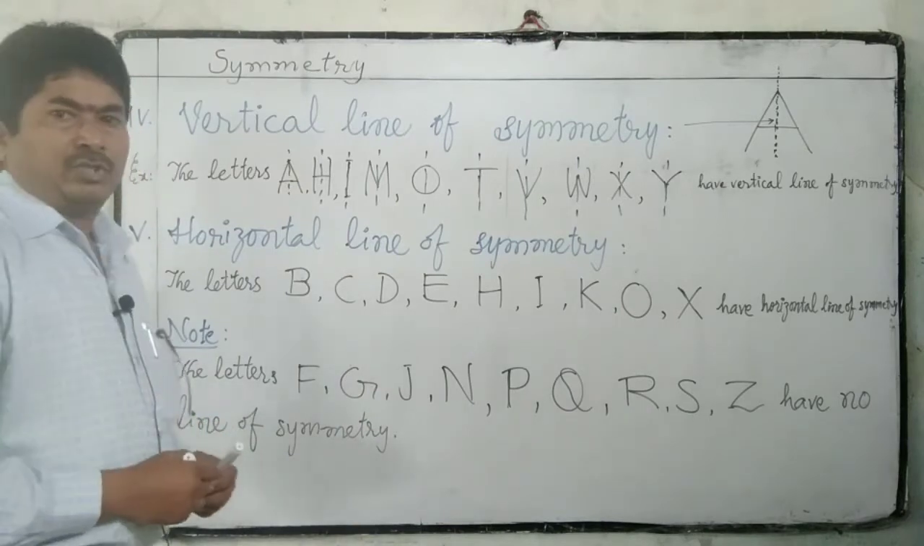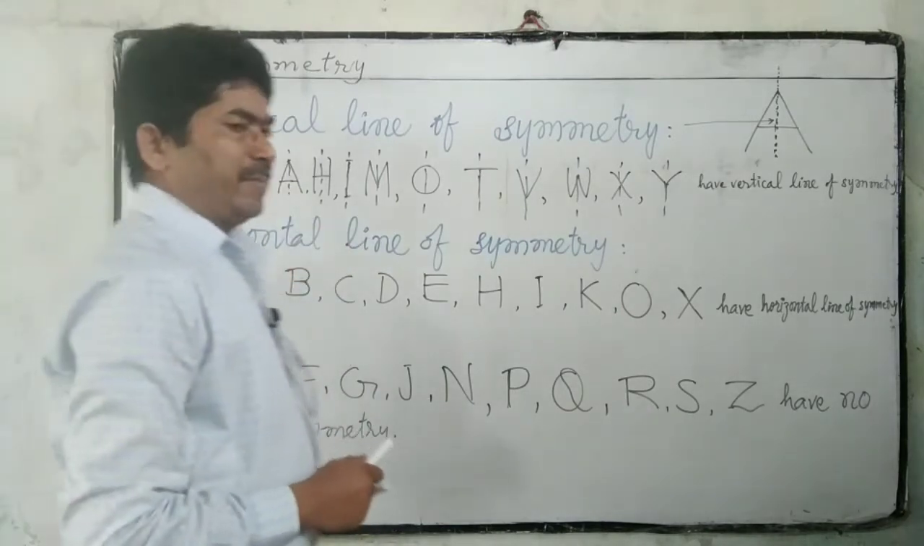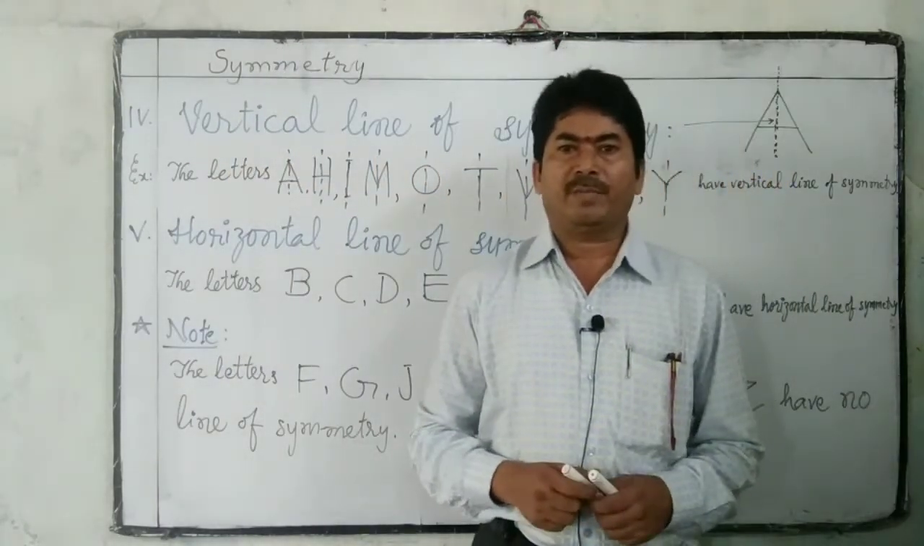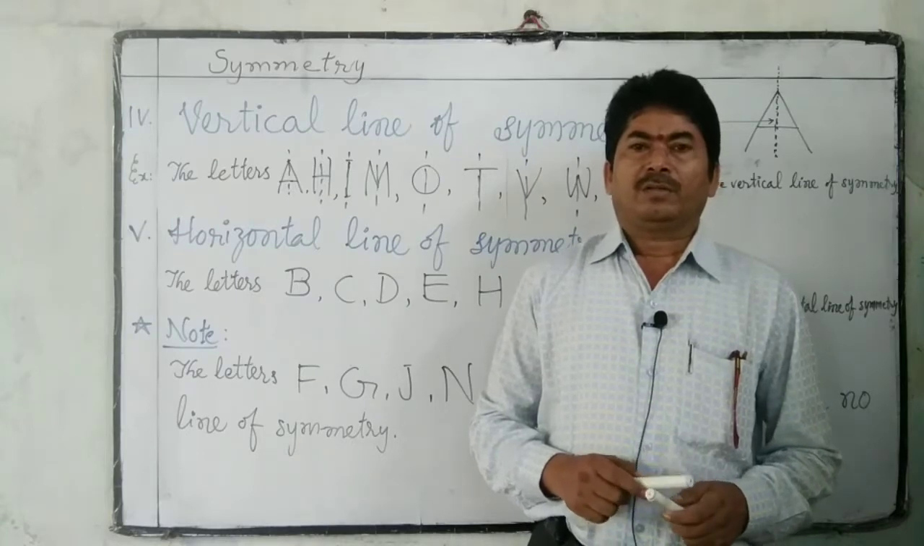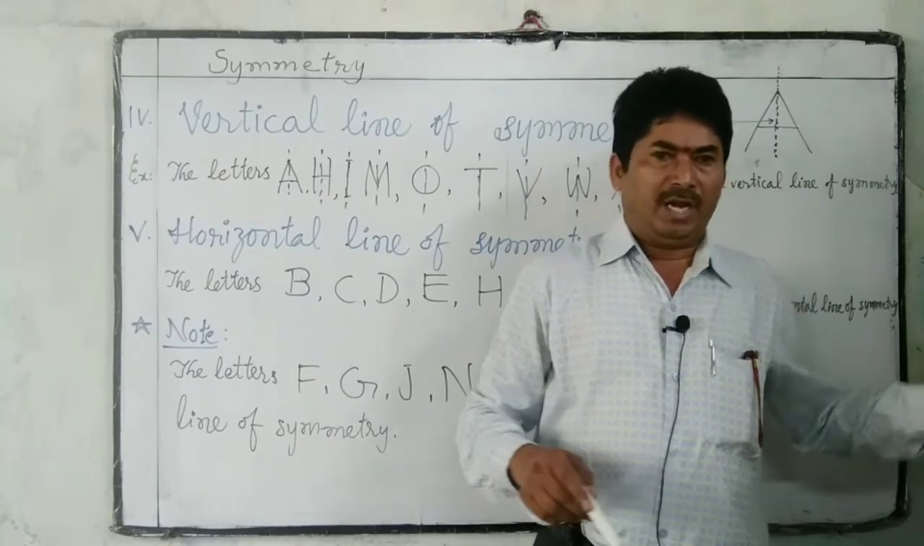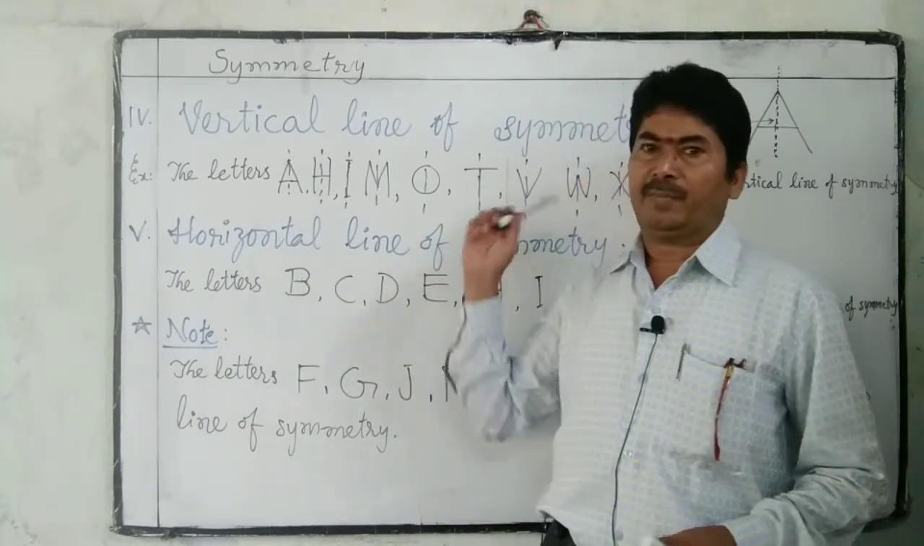So understood. Next, horizontal line of symmetry. What is a horizontal line of symmetry? The line which divides from left to right is called horizontal line of symmetry.